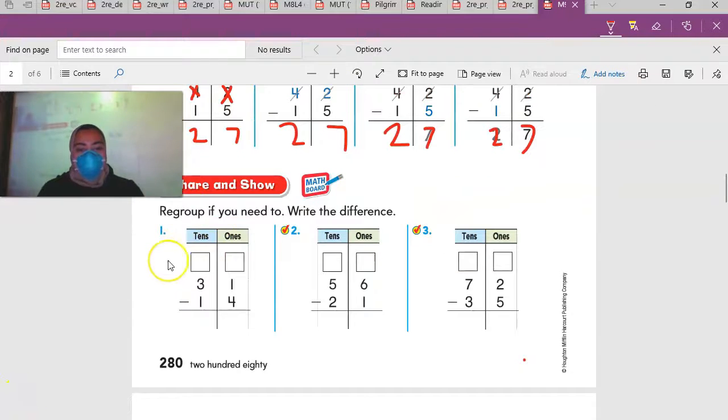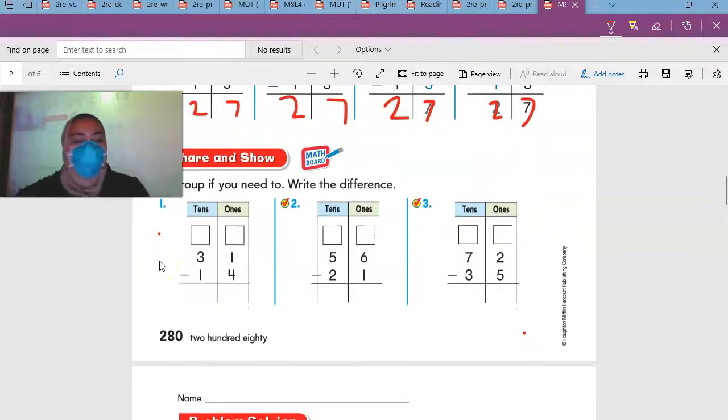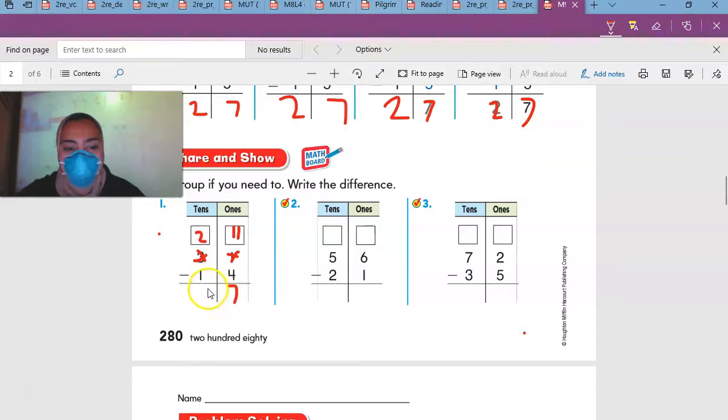All right, Dominic, what's the answer for number 1? What is it? 17. Good. You have to borrow from the 3 because 1 is smaller than 4, so you have to regroup. 3 becomes a 2, 1 becomes an 11. 11 take away 4 is what? And 2 take away 1 is what? 1. So 17. Okay, good job. Christian, number 2, what's the answer?